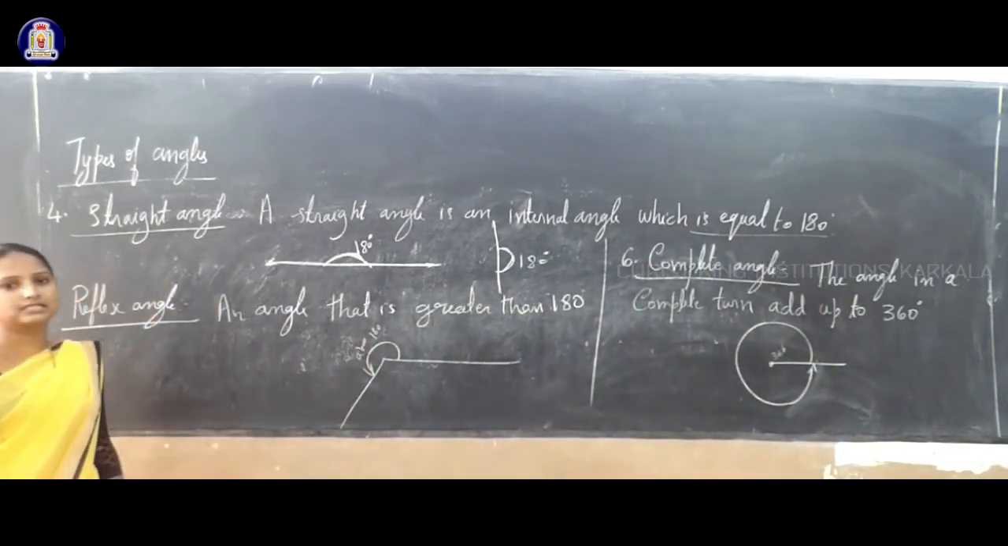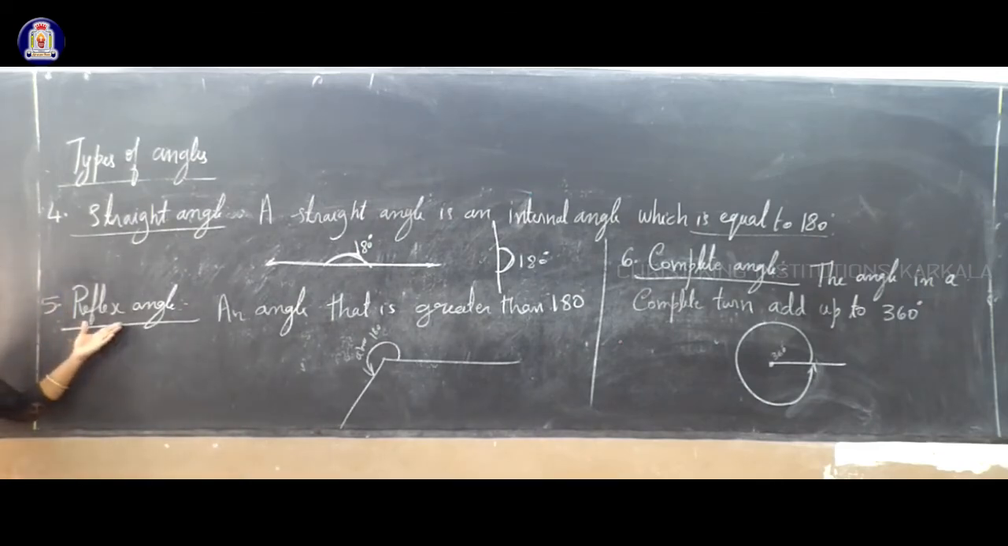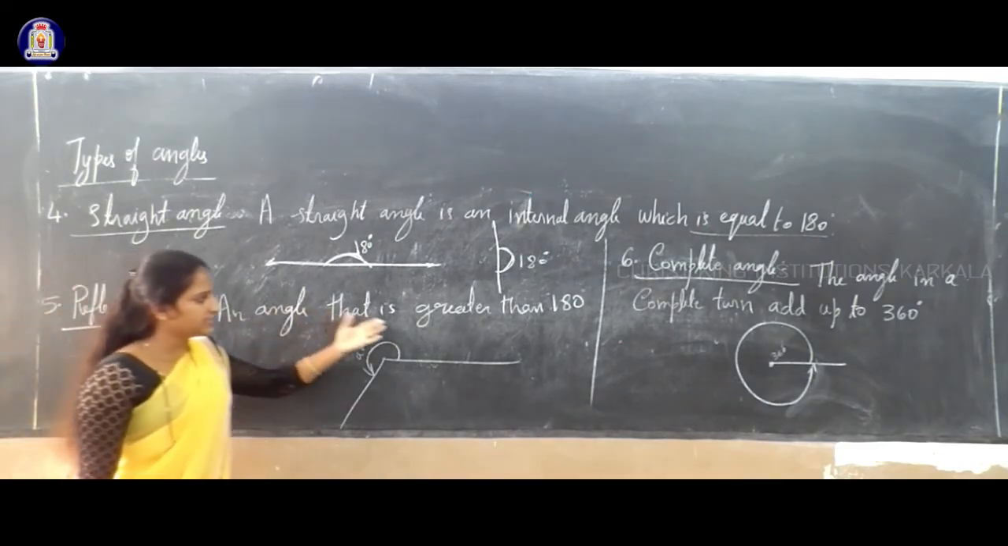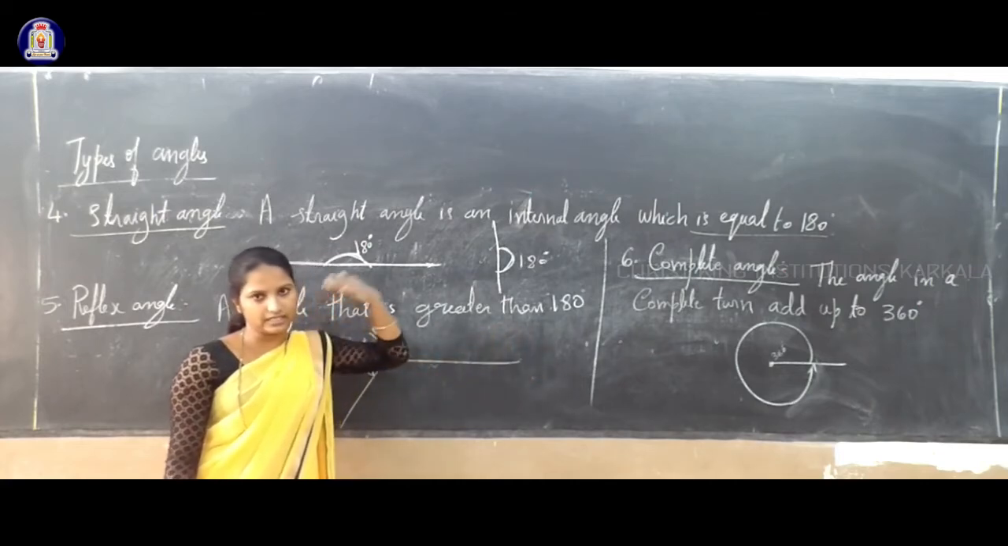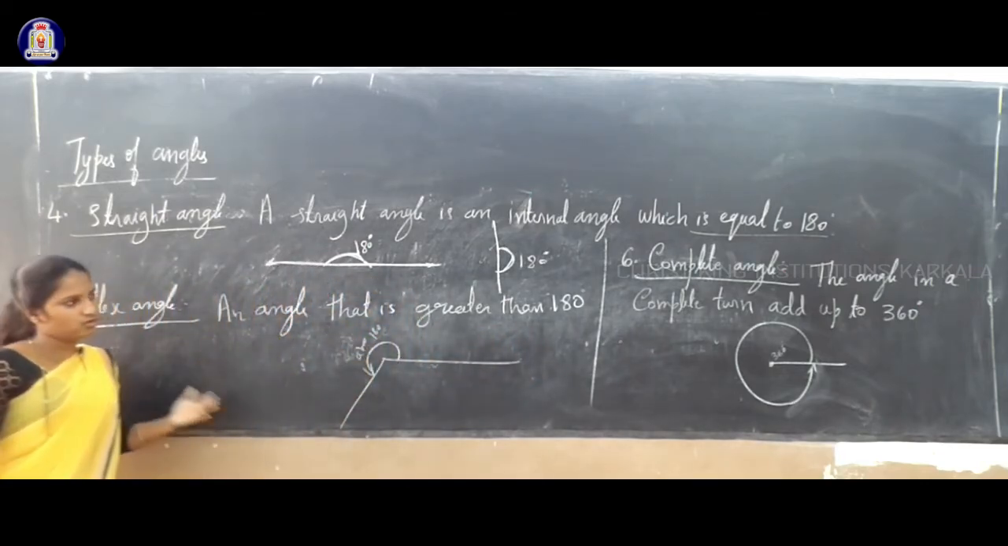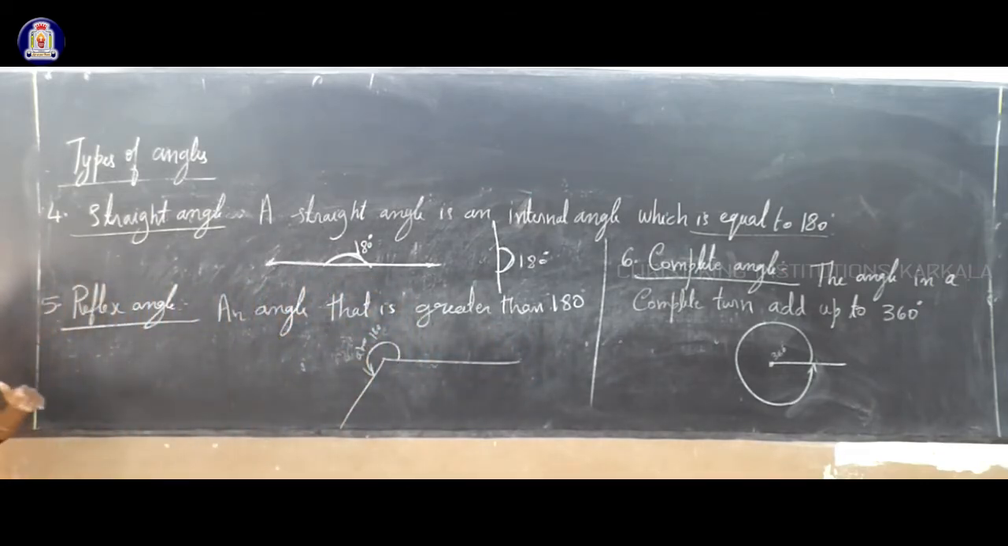Next, that is the reflex angle. A reflex angle means an angle that is greater than 180. Greater than 180, that means 190, 200, 250. Clear?